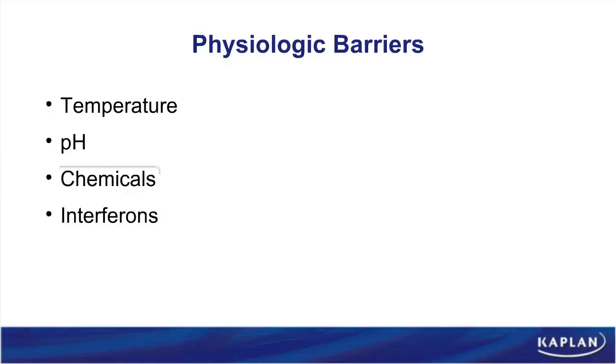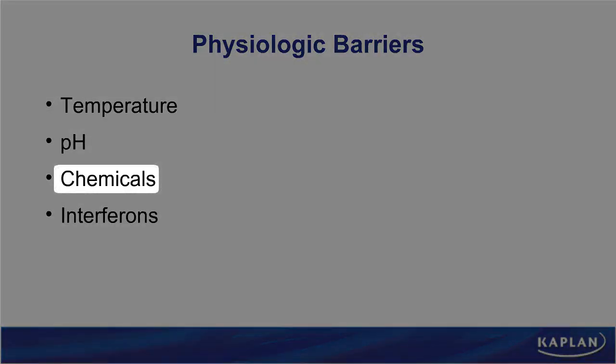Different chemicals are also important physiologic barriers if we're talking about things like lysozyme, for example. Lysozyme is present in your secretions, your tears. It can break down peptidoglycan in the cell wall of bacteria. And then, of course, our interferons. We're going to talk quite a bit about interferons when we get to both the antiviral response, and then we're going to talk about interferon gamma, which, of course, plays a major role in macrophage activation.